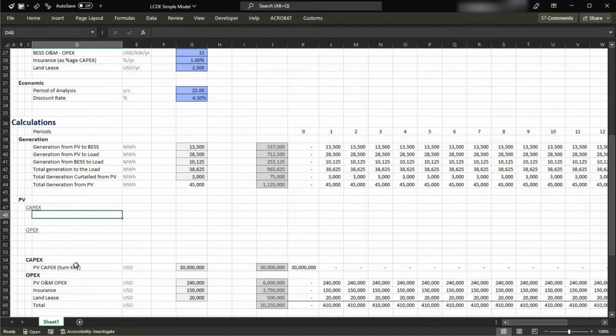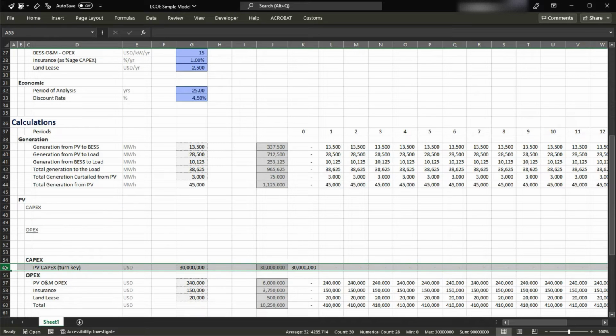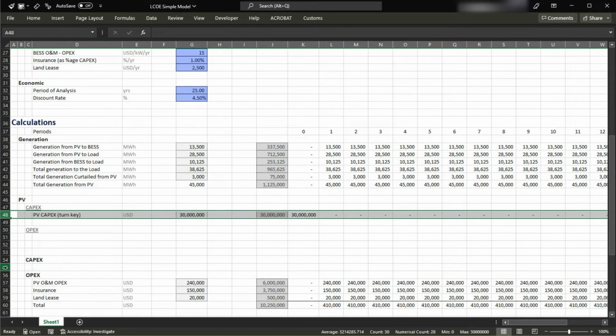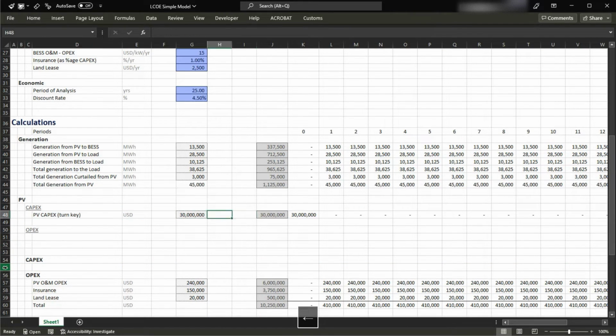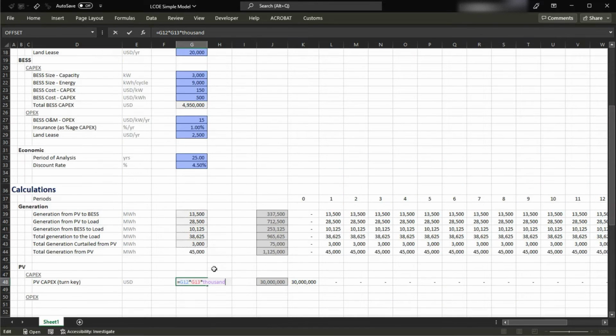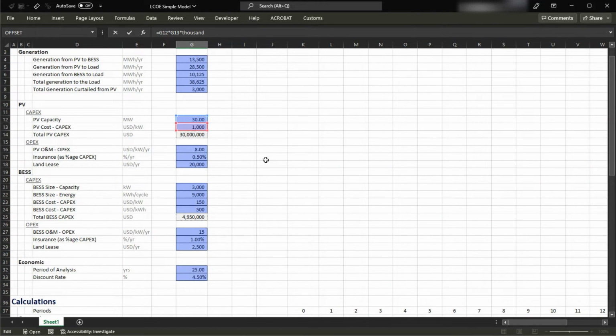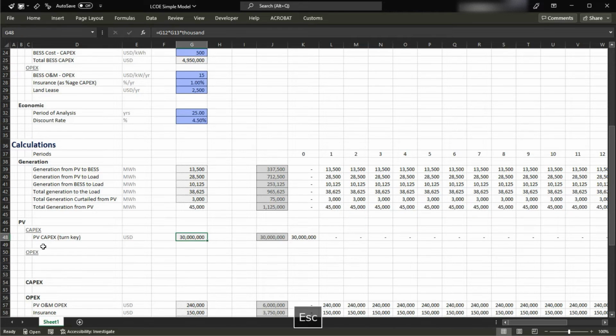And for the PV capex, what we have is this number here. So I'm gonna just Control X, enter. Okay, so this is right. So we are just multiplying by these numbers here. So this is correct. So we have our PV capex.